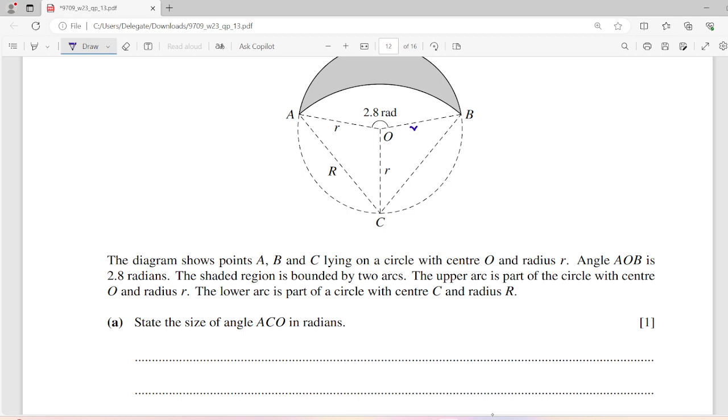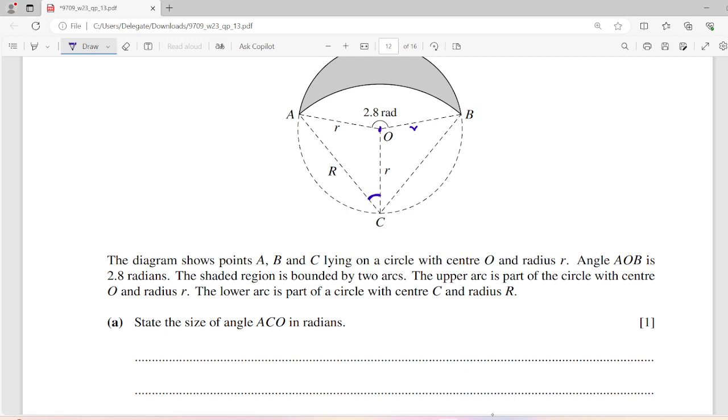Then angle AOB is 2.8 radians. The shaded region is bound by 2 arcs. You can see clearly, the upper arc is part of the circle with center O and radius R. The upper one is from the original circle, and the lower arc is part of the circle with center being C and the radius being R. So they want us to find the angle ACO. So we need this angle here.